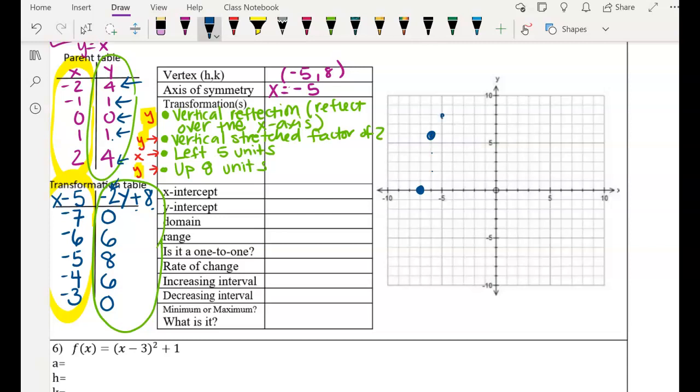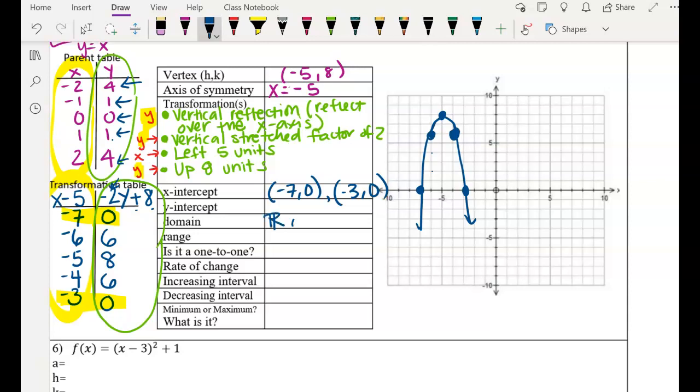-5 up 8. -4 back to 6 because it should be symmetrical. -3 back to 0. Make sure you round out this and then go all the way. Anytime you miss your dot, just make those really big so we can see them. So there's your parabola, U-shape. We do know 2 x-intercepts, so they are -7, 0 and -3, 0, right? X-intercept is when your y is 0, so those are right there. The y-intercept, we probably need to do some math, so we are going to wait.